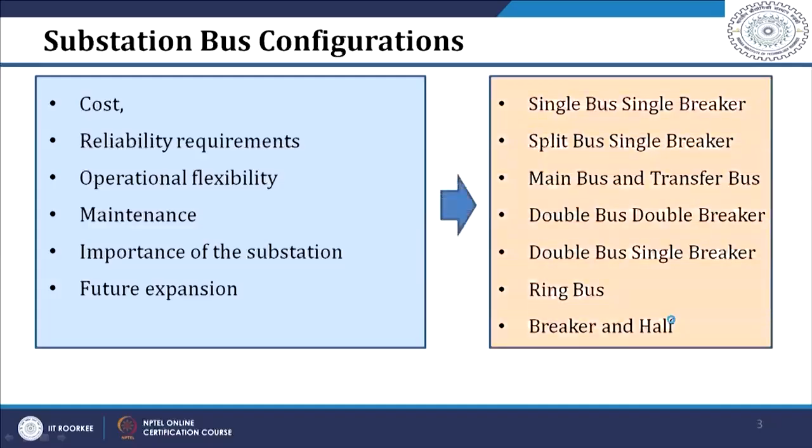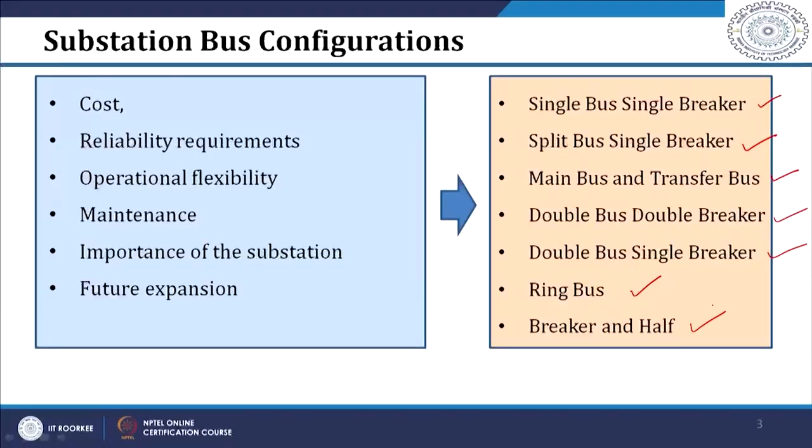So the arrangements which can be chosen are listed here. There are different arrangements. One is single bus single breaker arrangement, split bus single breaker arrangement, main bus transfer bus arrangement, double bus double breaker arrangement, double bus single breaker arrangement, ring bus, and there is the breaker and half scheme.